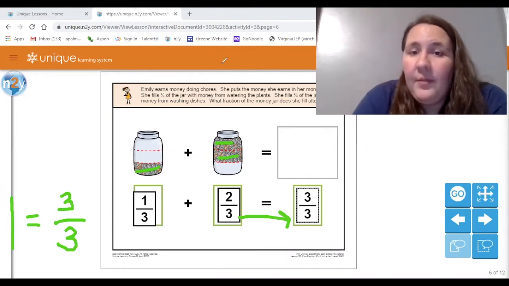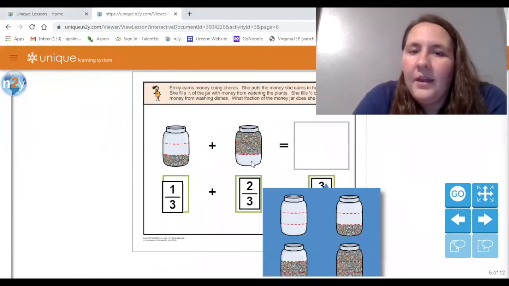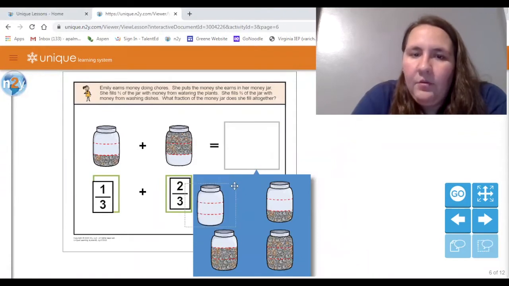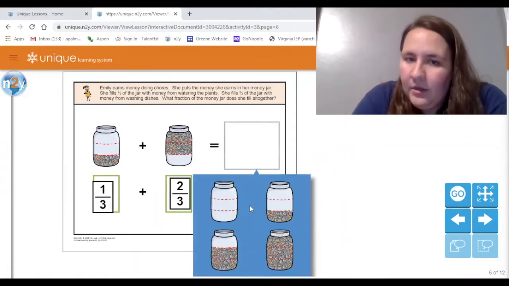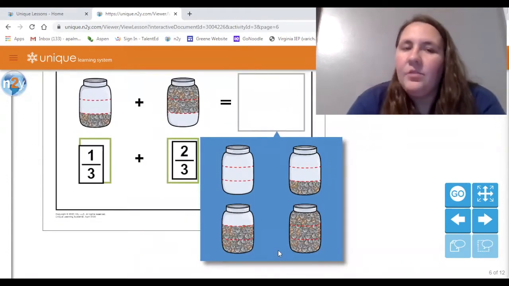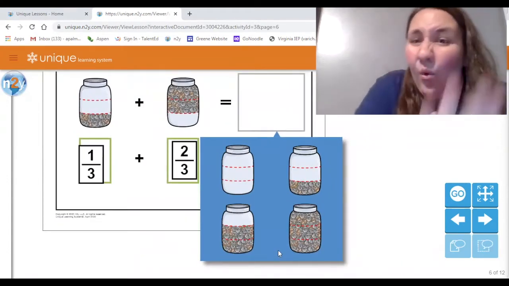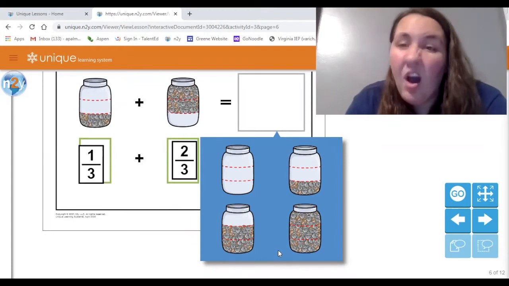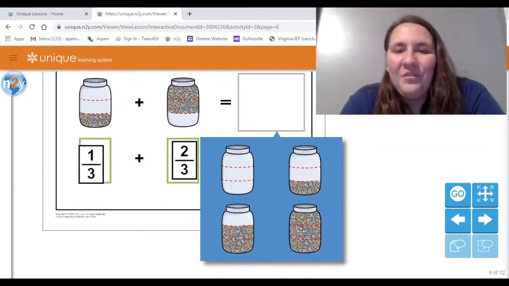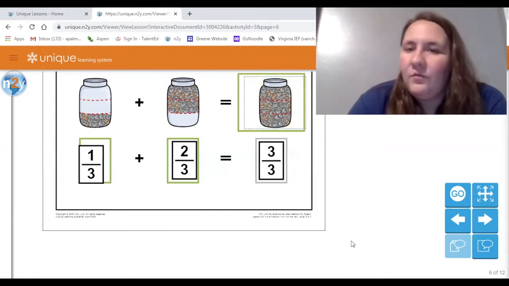Great job. All right, let me clear all my drawings out. And I want you to help me find the jar that had, whoop, sorry guys, I'm trying to move it so you can see it. There we go. The jar that has 3/3. 3/3 would be the whole jar is full. So which one is all the way full? Touch it with your finger for me. Yeah, beautiful job. The whole jar is full.